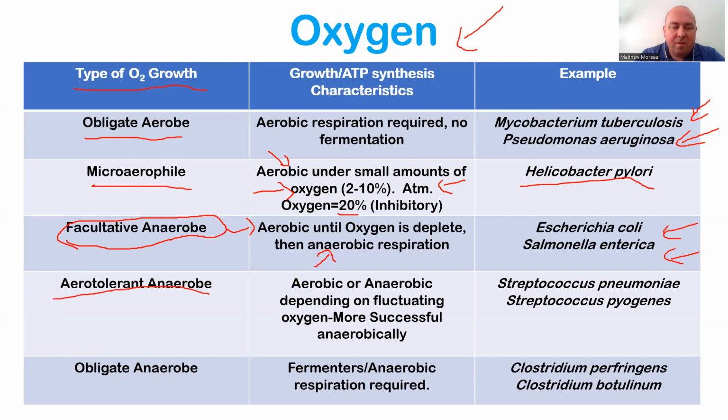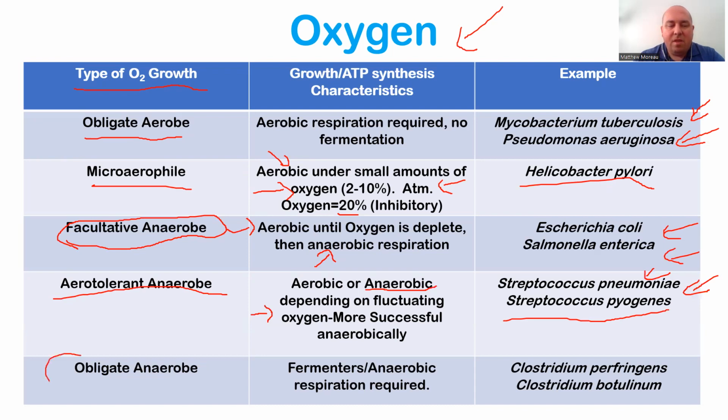We then have aerotolerant anaerobes. These are anaerobes that would prefer to grow anaerobically, but they can survive and do okay with oxygen being very fluctuating. The Streptococcus genus is very good at this. So ones that live in the back of your throat or in your lungs, but on the outside of the lung rather than the inside of the lung. So Strep pneumoniae lives inside the lung, and Strep pyogenes inside the back of the throat.